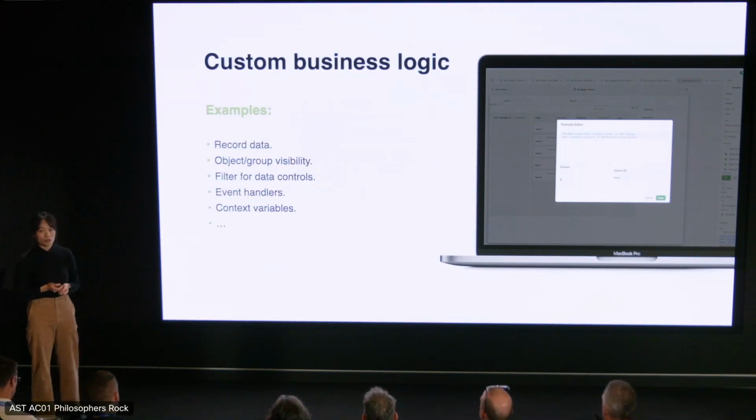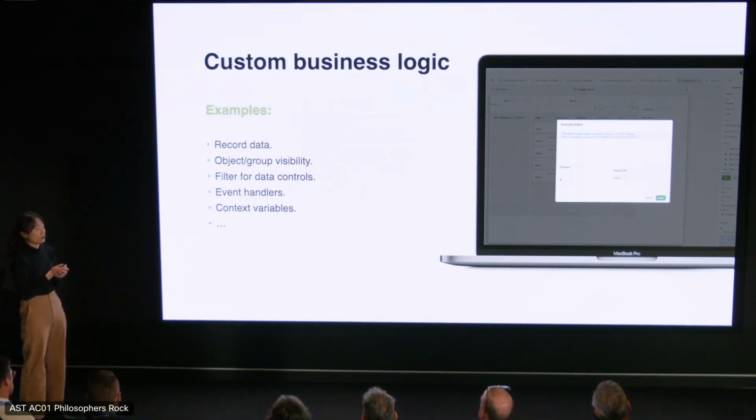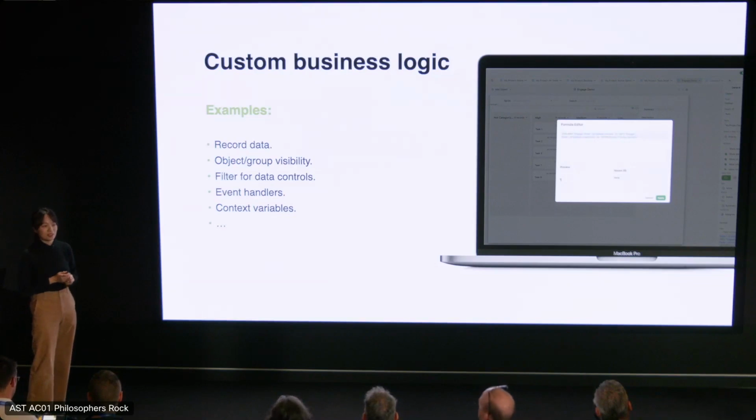So here are some examples of the areas that our calculation engine is exposed to. You can use calculations for record data, like how we use it to associate the Kanban and the record form group. You can define conditions for showing and hiding an object or a group. You can filter a table for your data control objects using calculation. And you can handle events with calculation. You can also define some context variables that can be accessed globally across objects or even across views. And beyond this list, there are still a lot more for you to discover.